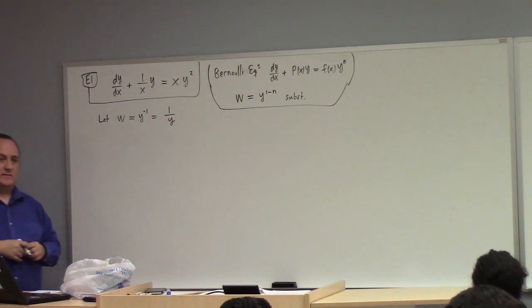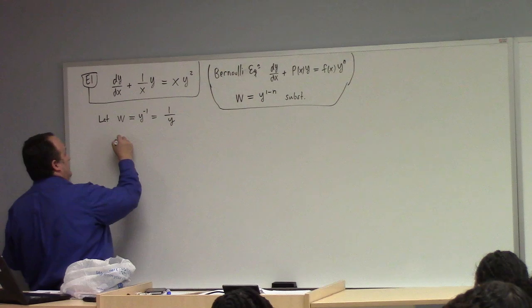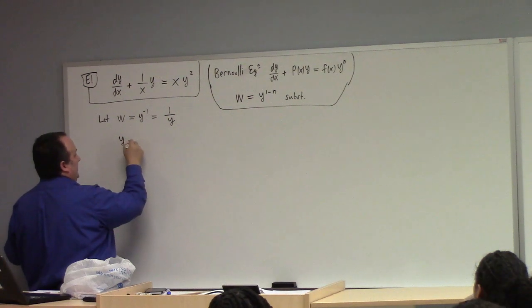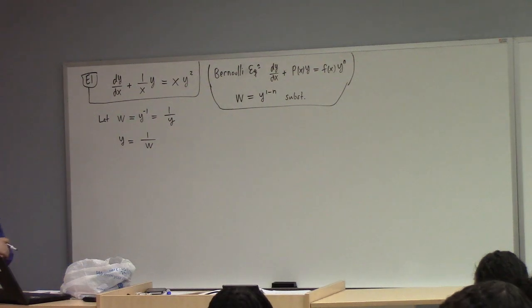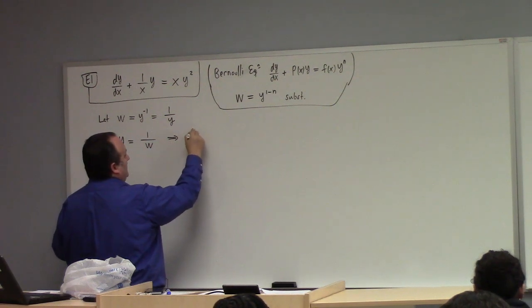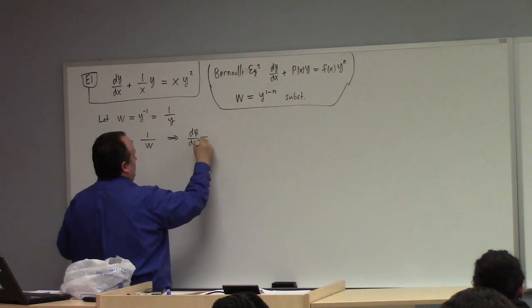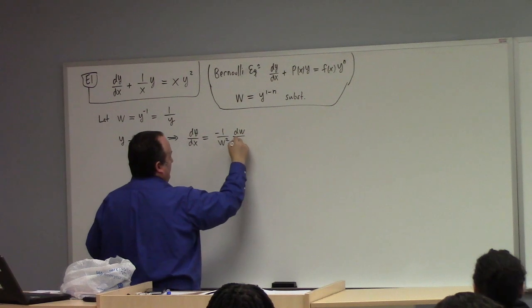Now, when I'm making a substitution, I usually find it convenient to solve for y, for various reasons. First of all, I'm going to have to differentiate it. So if y is equal to 1 over w, then when I go to substitute in for dy dx, I don't have to do anything very fancy. It's already there in front of me. So this tells me that dy dx is minus 1 over w squared dw dx by the chain rule.